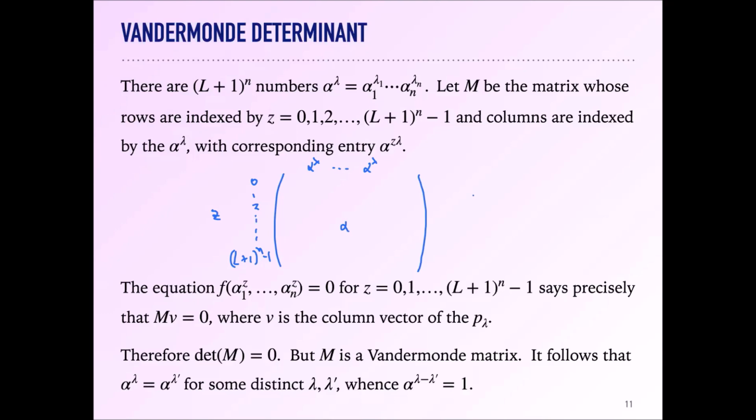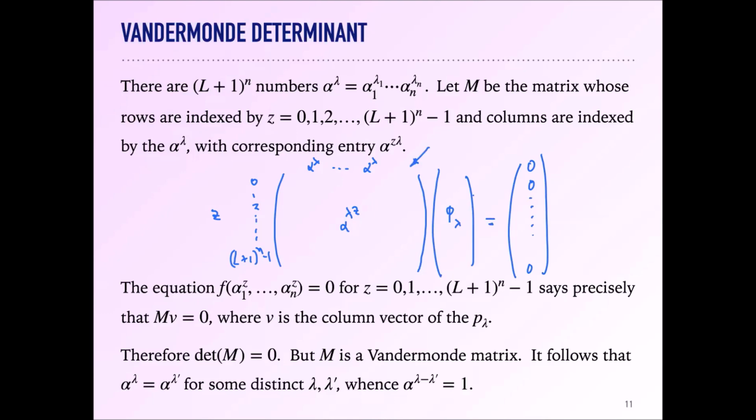So the equation f of alpha 1 to the z through alpha n to the z equals 0 is saying that if I take the column vector of p lambdas, then this is in the kernel of this matrix. So for there to be a non-zero polynomial in the kernel, the determinant of this matrix has to be 0.